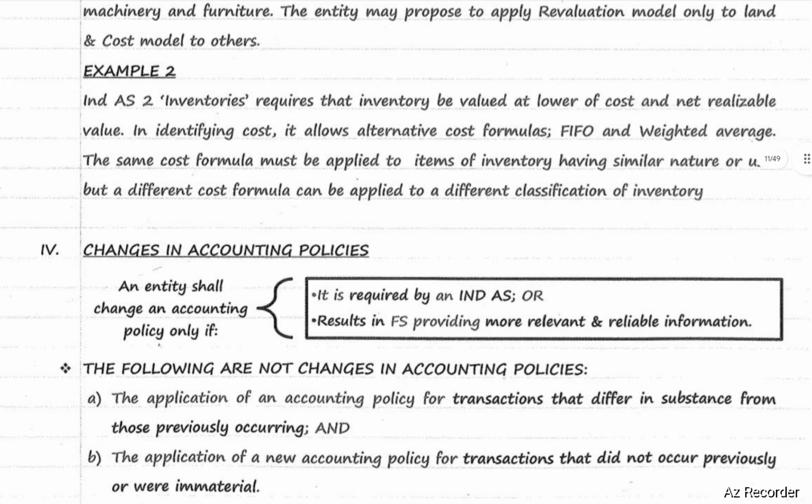Example number two, Ind AS 2 inventories requires that inventory to be valued at cost or NRV, whichever is lower. In identifying cost, it allows alternative cost formulas, FIFO and weighted average. The same cost formula must be applied to items of inventories having similar nature or use, but a different cost formula can be applied to different classification of inventories.